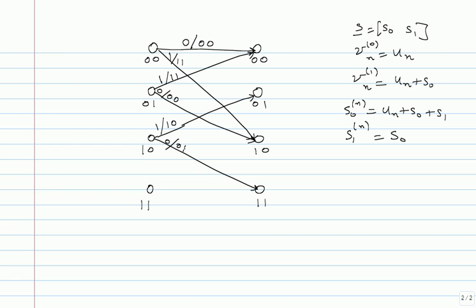If you're already at 1, 1, you go to 0, 1 with an input of 0. And the output would be 0, 1. Okay. And with an input of 1, you go here, and the output should be 1, 0. Okay, so that's how the trellis looks. But once you do this trellis, the Viterbi algorithm is as before.